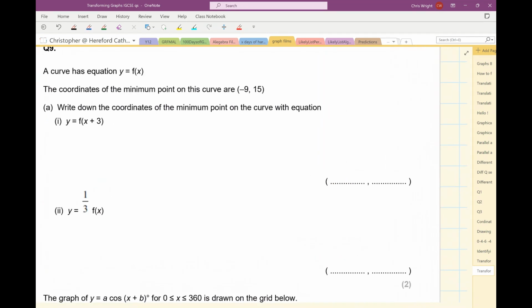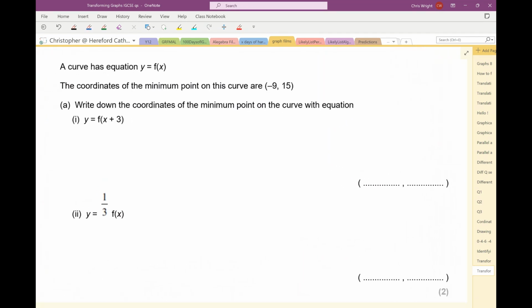Question 9. A curve has equation y equals f of x. The coordinates of the minimum point on the curve are -9, 15. Write down the coordinates of the minimum point on this curve. Well, the change is inside the bracket, so it's going to be a horizontal change, a change to the x coordinates the wrong way. So I'm going to subtract 3 from the x coordinate and leave the y coordinate unchanged.